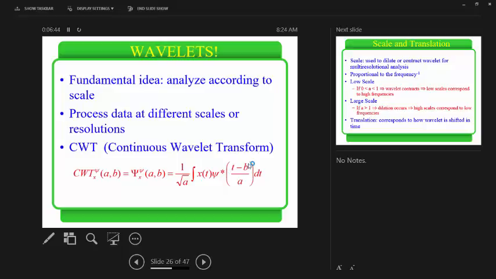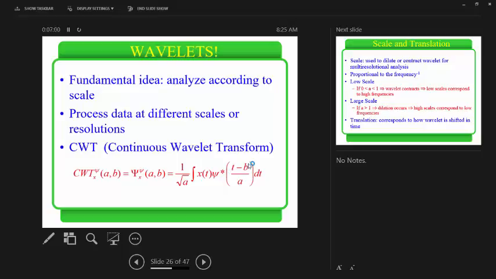I'm changing the scale to change the frequency, like in the case of the fast Fourier transform. I'm multiplying by a sinusoidal signal that has variable frequency. How can I change the frequency here in the wavelet transform? By changing the scale, the A.